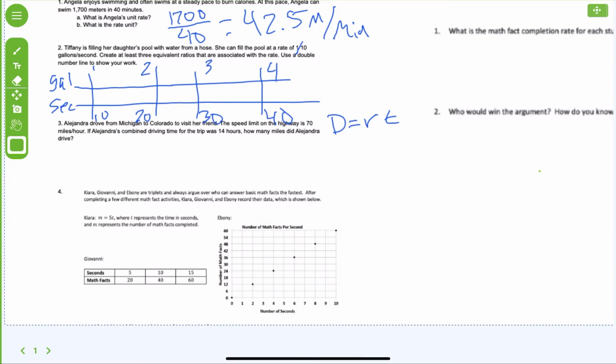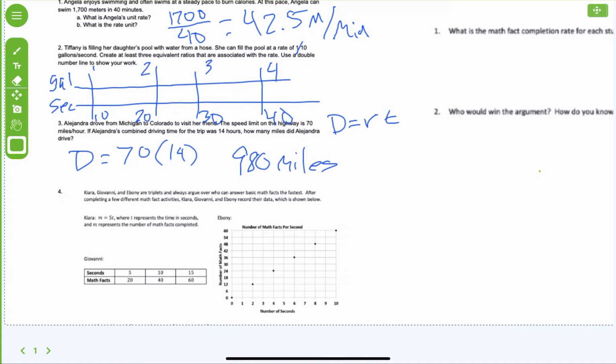Here, we have the rate is 70, and we have the time as 14. So to find the distance, combining the driving time for the trip of 14 hours, how many miles, which is the distance, we would say 70 times 14. She would have gone 980 miles.